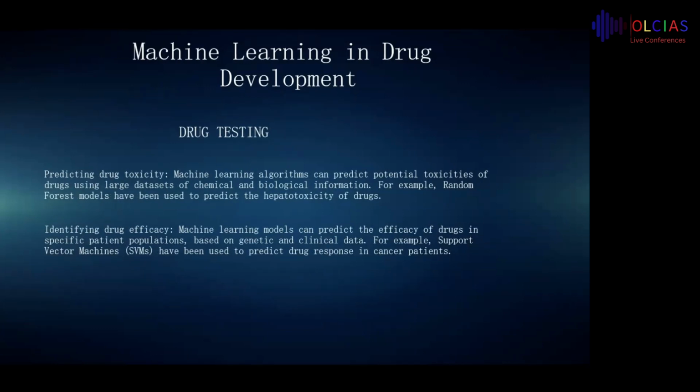Identifying drug efficacy. Machine learning models can predict the efficacy of drugs in specific patient populations based on genetic and clinical data. For example, support vector machines have been used to predict drug response in cancer patients.